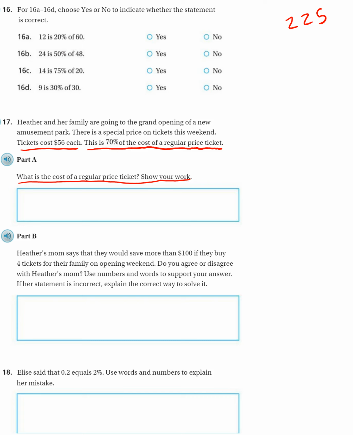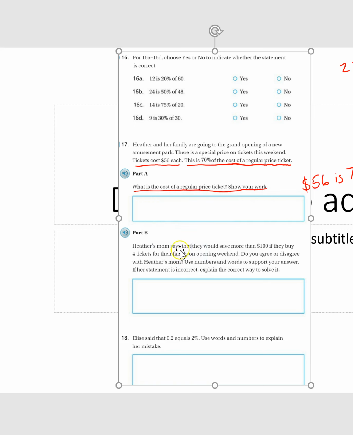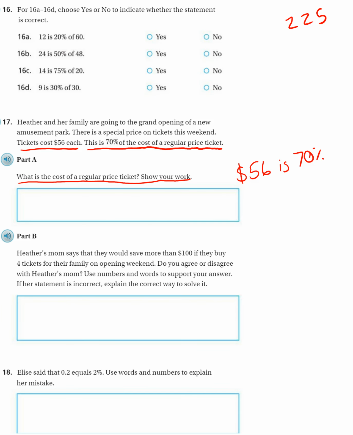Okay, so $56 each. This is 70%. So we're trying to find $56 is 70% of, oh, sorry about that, is 70% of what? Well, let's set it up.